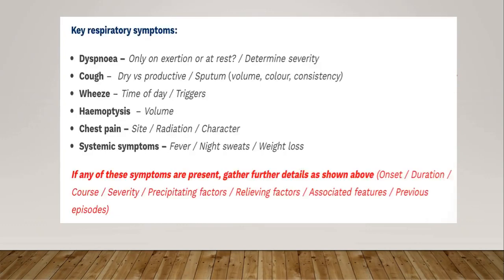Of course, the key respiratory symptoms: dyspnea, cough, wheeze, hemoptysis, chest pain, other systemic or constitutional symptoms like fever, night sweats, weight loss, anorexia. Sometimes we put recent travel here, because recent travel to an endemic area with TB, with tuberculosis, is very important to mention in the history of a present illness.